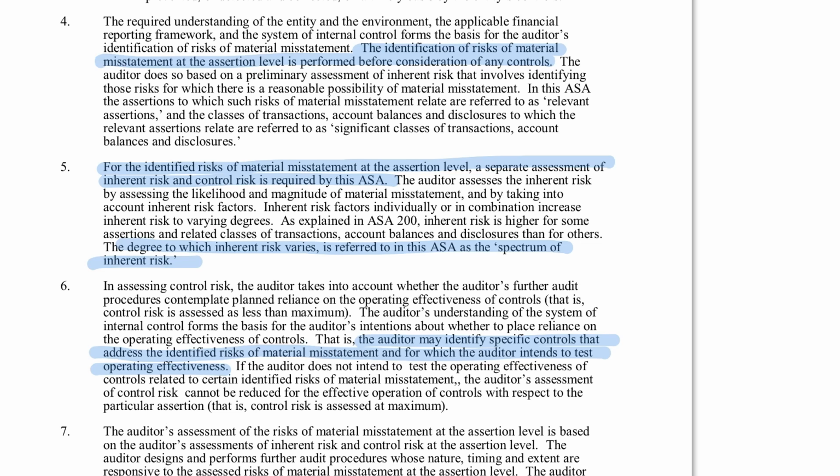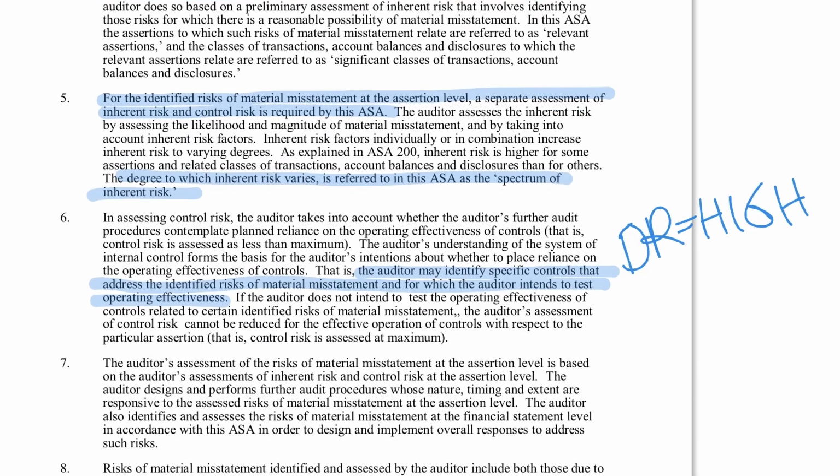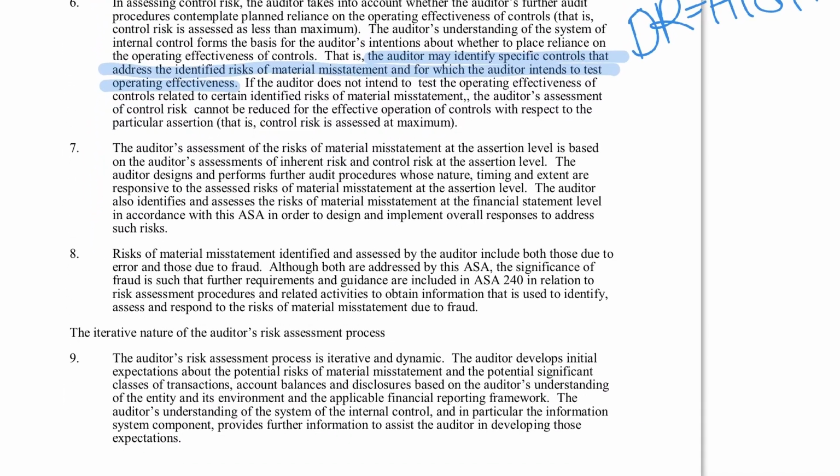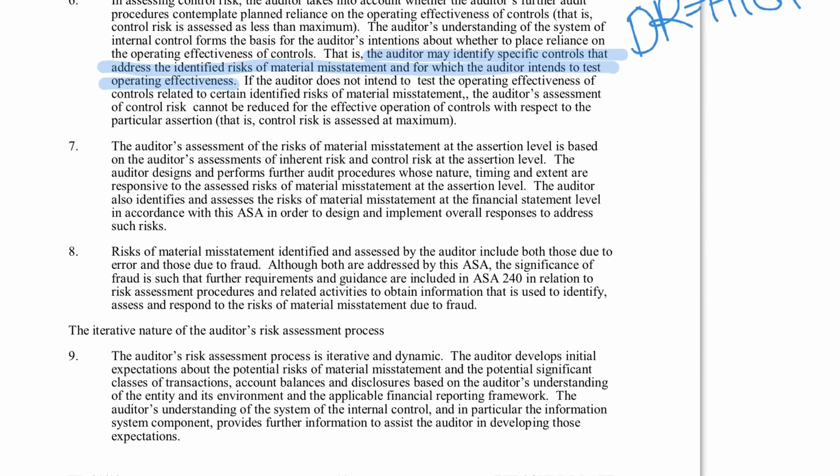Remember, that is a situation where our detection risk is high and we're going for that lower assessed level of control risk, or controls testing type of approach. One last thing that I really want to bring up down here, obviously there's some stuff we already know. Risk of material misstatement could be due to fraud or error, that's nothing new.